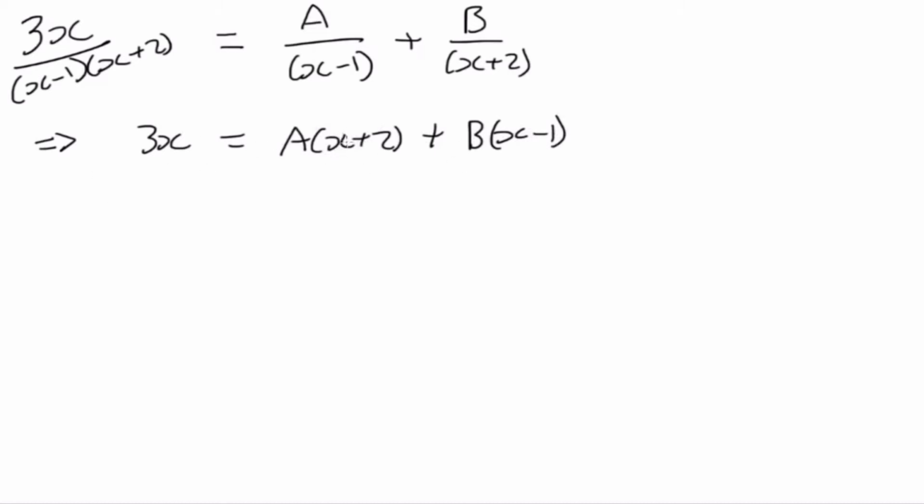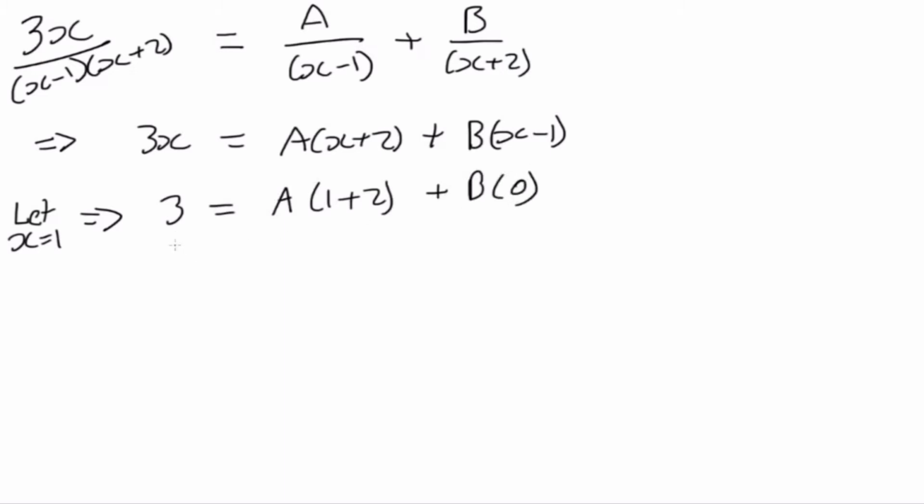So if we set x equals minus 2, this will go to 0, and if we set x to be 1, we'll get this to be 0. Normally x equals 1 makes it easier, so let x equal 1. This gives us 3 times 1 is 3 equals A times (1 plus 2), and then B times 0. So 3 equals 3A, so A equals 1.